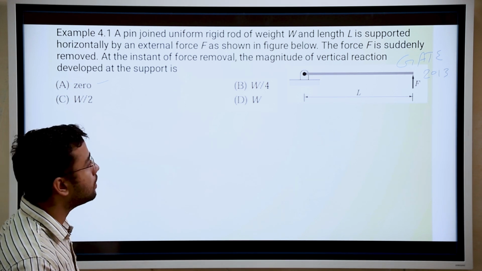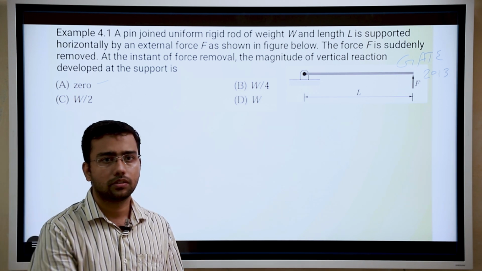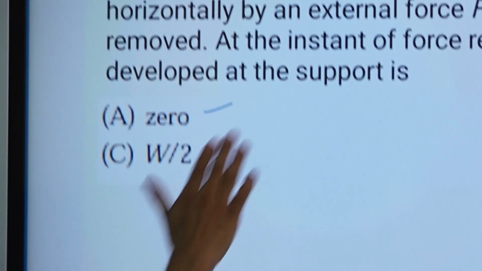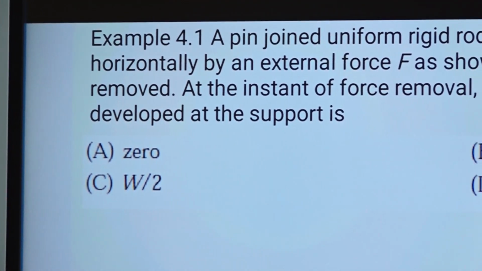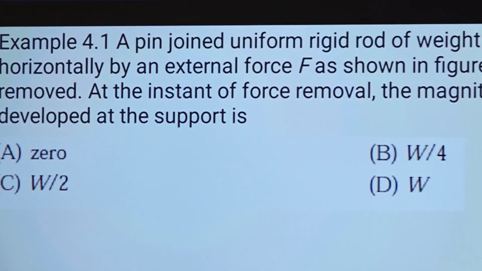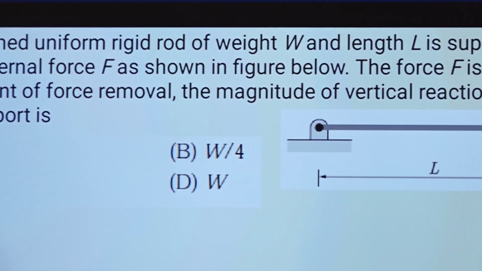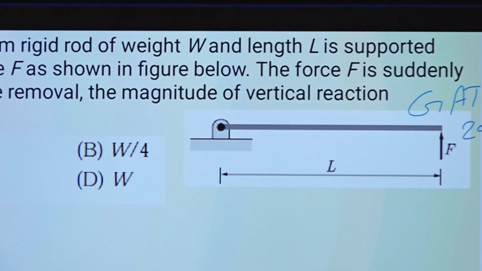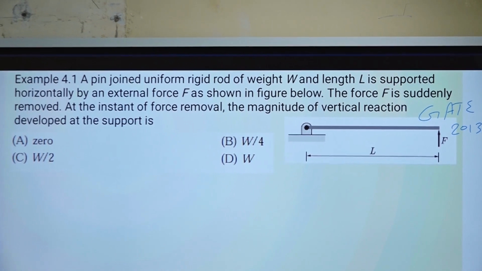But afterwards, I learned D'Alembert's principle properly and I tried to solve this question again. So let us solve this problem. A pin-jointed uniform rigid rod of weight W and length L is supported horizontally by an external force F, as shown in the figure below. The force F is suddenly removed.